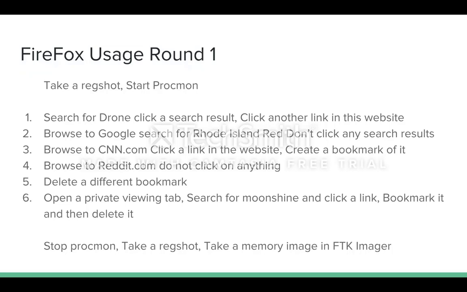In our first round of searching, we're going to search for drone, click a search result, and then navigate to the website. We'll then bounce into Google, search for Rhode Island Red, but not click on any search results. We'll browse to CNN, click a link, create a bookmark, and then browse to Reddit, but not click on anything. We're then going to delete a bookmark, and finally open a private viewing tab, do a search for moonshine, click a link, bookmark it, and then delete it. And this is all while taking a Regshot and Process Monitor scan.